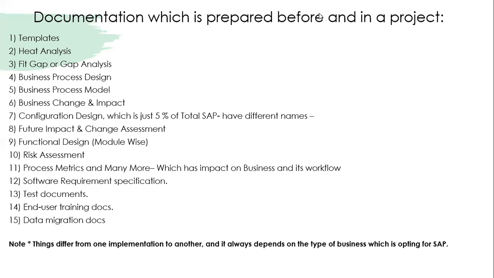But basically, configuration is something we're going to discuss. That's the end product of what we want to do. But of course, things like the org structure and the enterprise structure, you need to be aware of that. Those are part of the config designs. We have future impact and change assessments. We have a functional design. We have risk assessment. We have process metrics and many more.